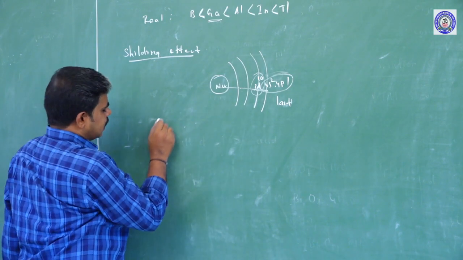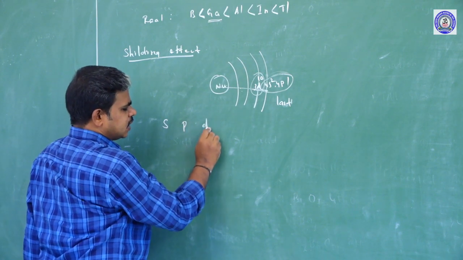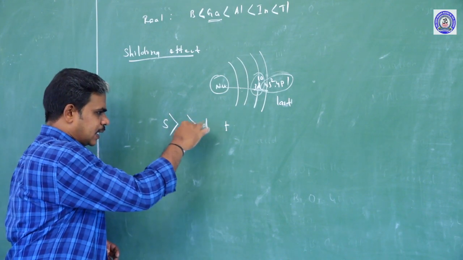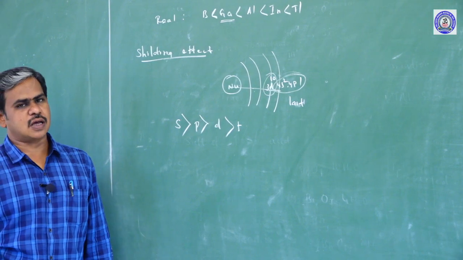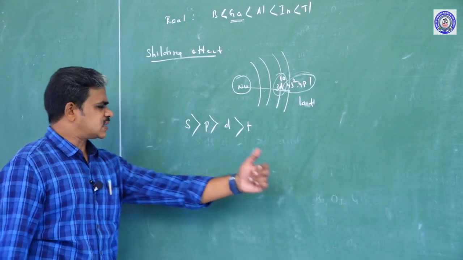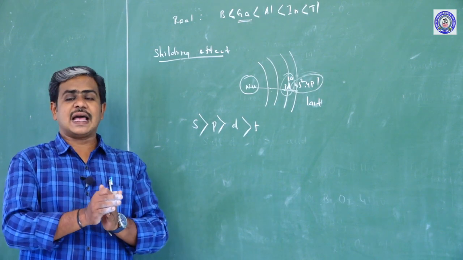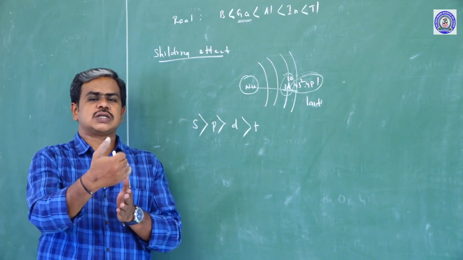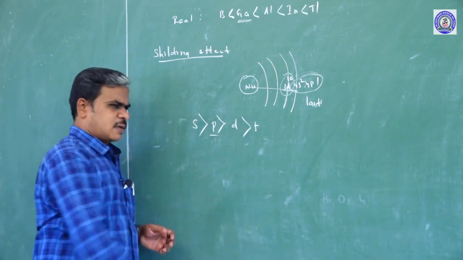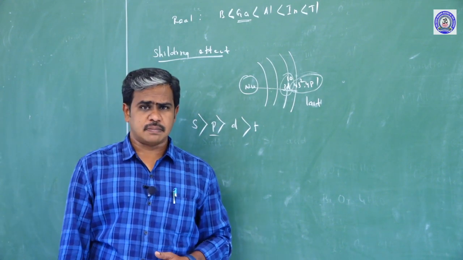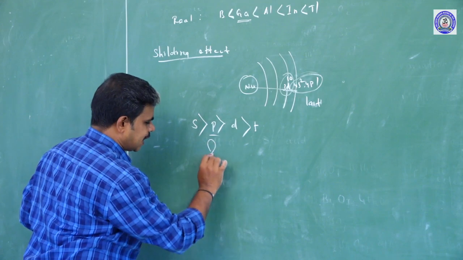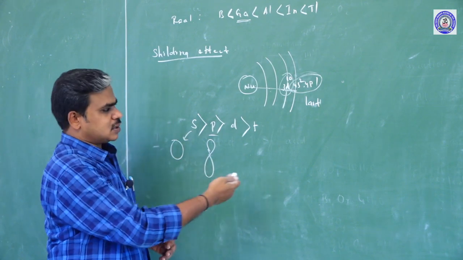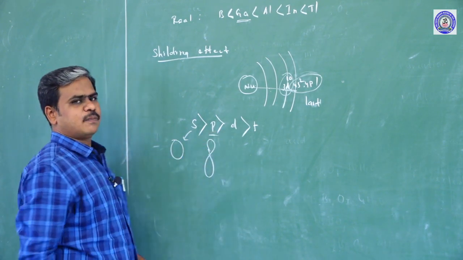So among the orbitals s, p, d and f, which one has greater shielding effect? S orbital has greater shielding effect. Why? Because of its shape. The s orbital is spherical in shape, so it does not allow the nuclear charge to pass through. The p orbital is dumbbell in shape, so some nuclear charge can pass through it.